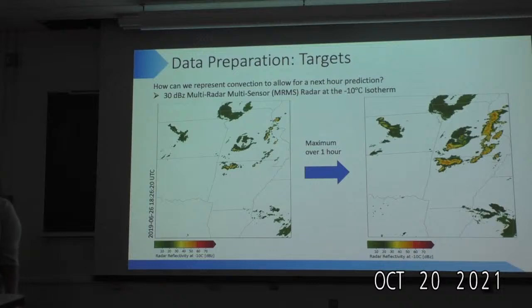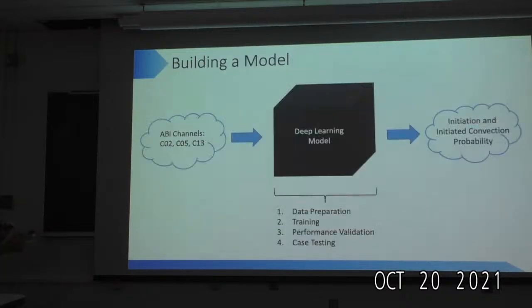But if we give it just an instantaneous radar, it's going to predict the probability of convection at this moment. And that's not going to be super useful for forecasters. They want to be able to predict into the future. So to do that, we're taking a maximum of that radar reflectivity over an hour, and then we feed this to the model as the target for training. So we've talked about the data preparation stage. I've updated this here now, so we have our channels as our input. Let's talk about the training stage.